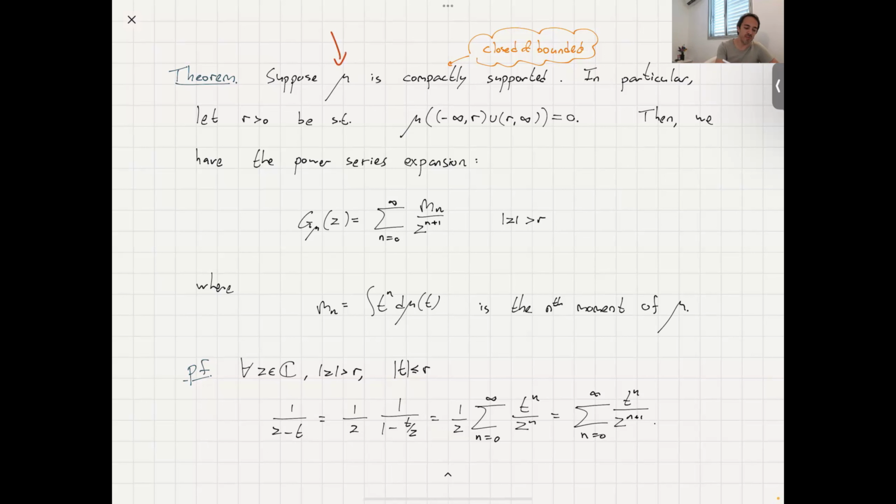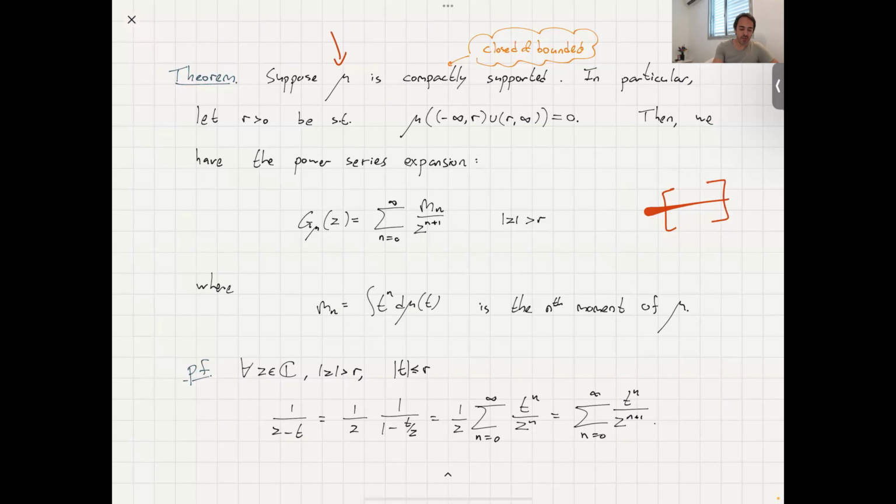It says, suppose mu is compactly supported. Now, when I say compactly supported, I mean that the support of mu, which is always really in our case, is closed and bounded, right? So the support is, say, maybe a finite closed interval, okay?